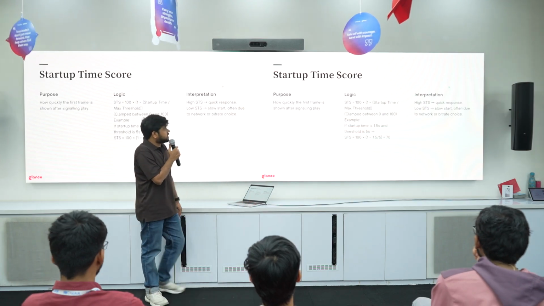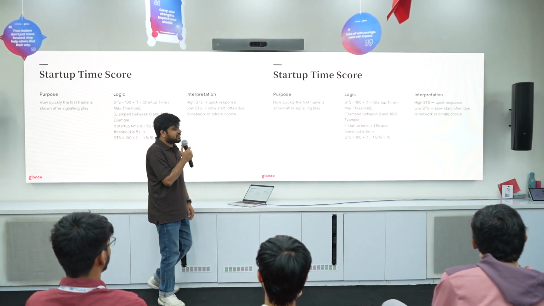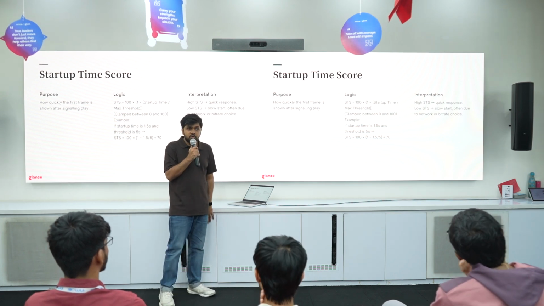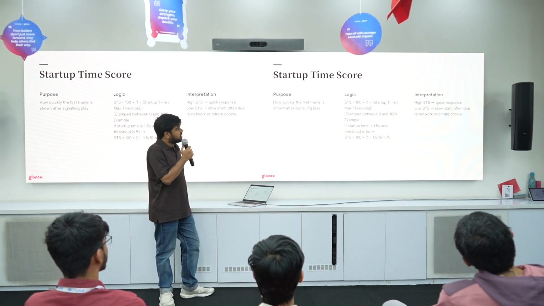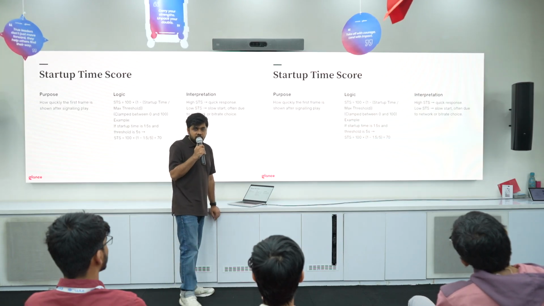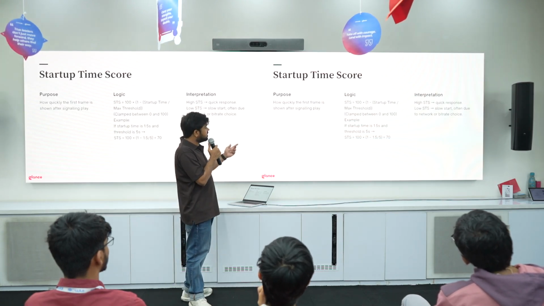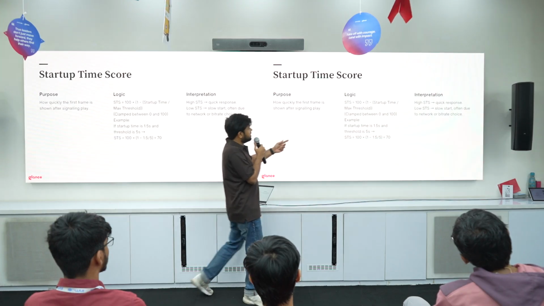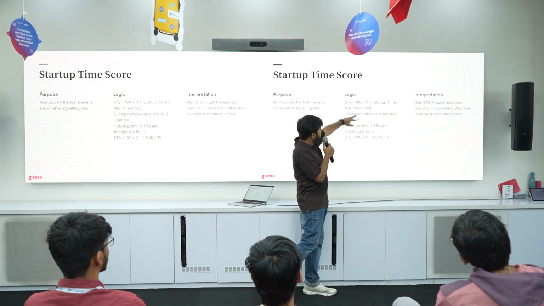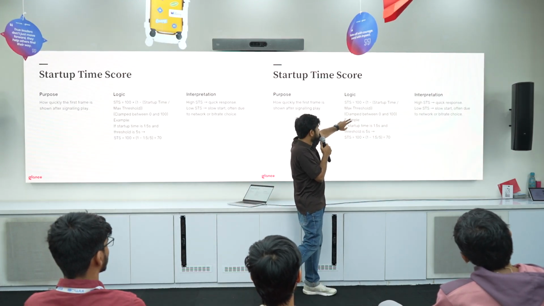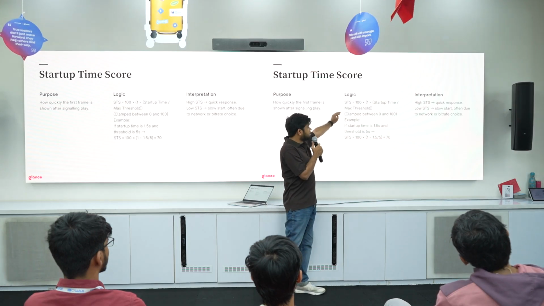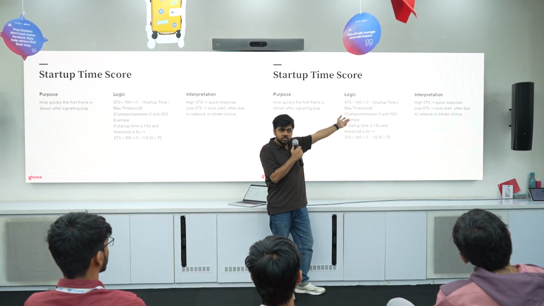The other one is startup time score. This basically tells how quickly we are able to load the first frame of the videos. The load controller I was talking about, we can tweak those values and observe this particular score. The formula is very simple: 100 into 1 minus startup time divided by max threshold. You can decide the max threshold value according to your use case.